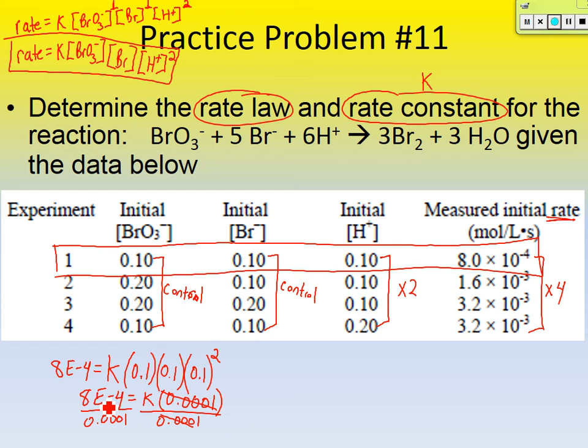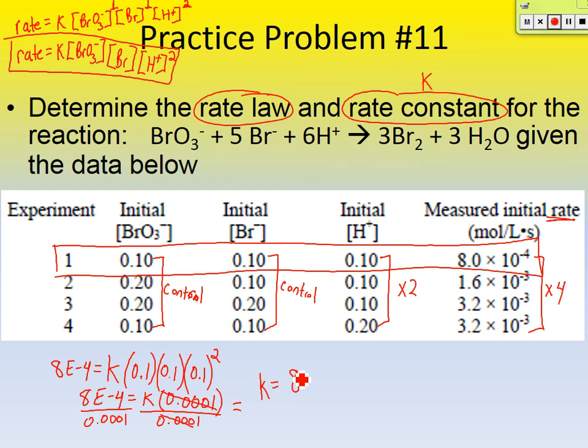So let's put that in my calculator. 8 times 10 to the minus 4, and let's divide that by 0.0001. Okay, and if we do that, our rate constant K is equal to 8. Exactly 8. But what are the units for K?